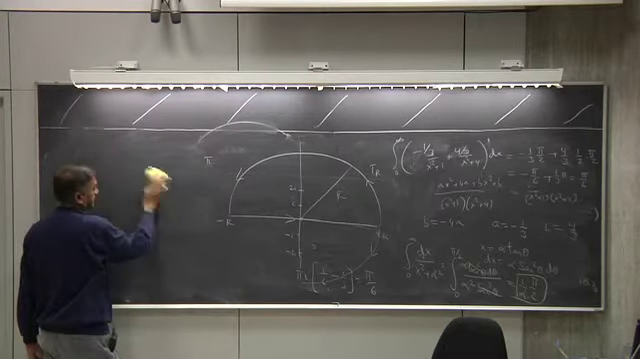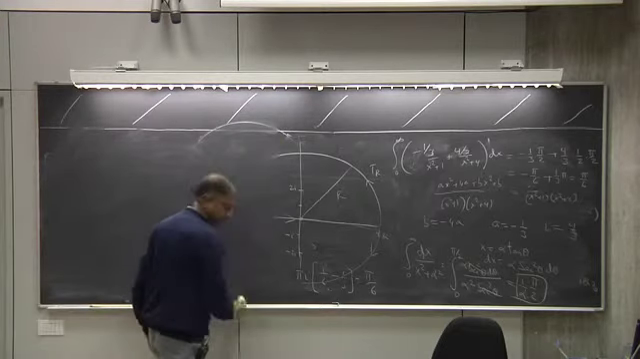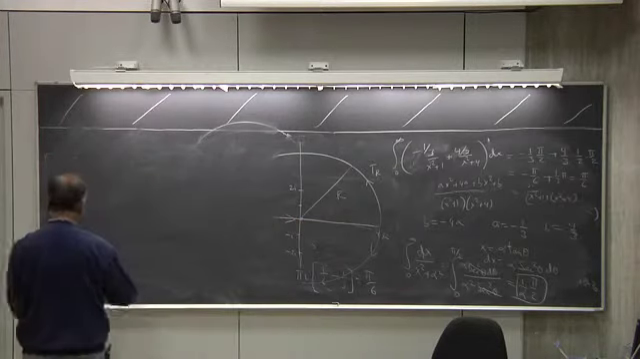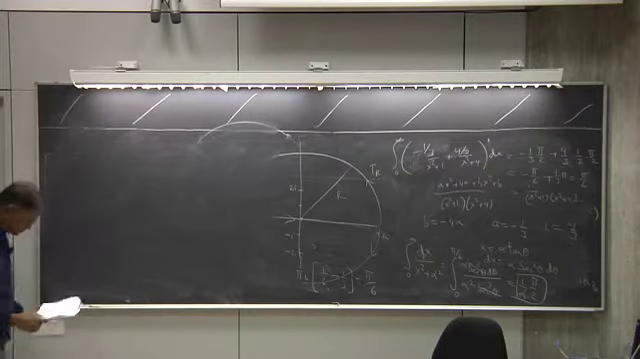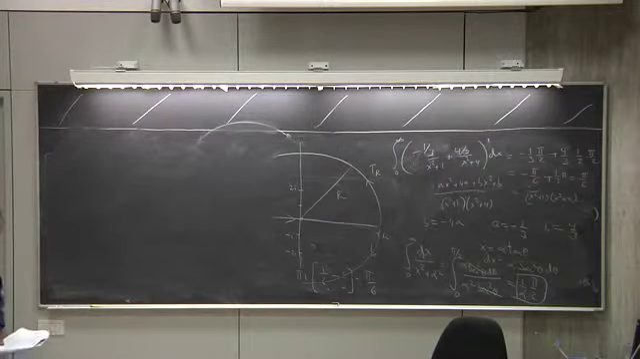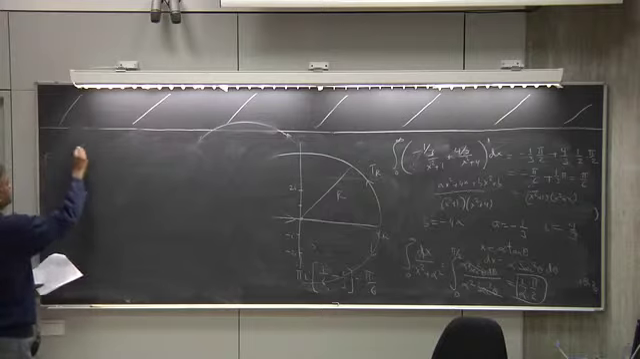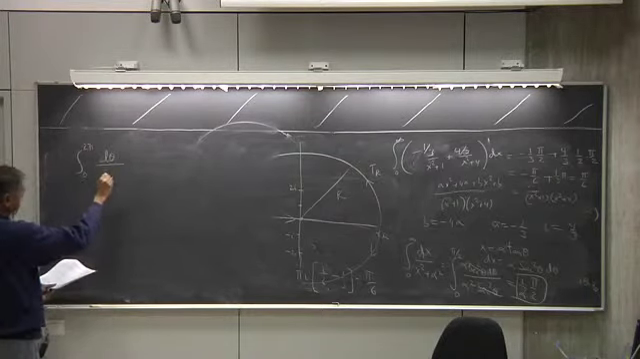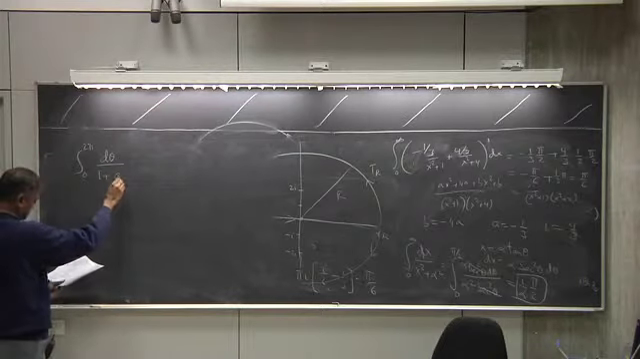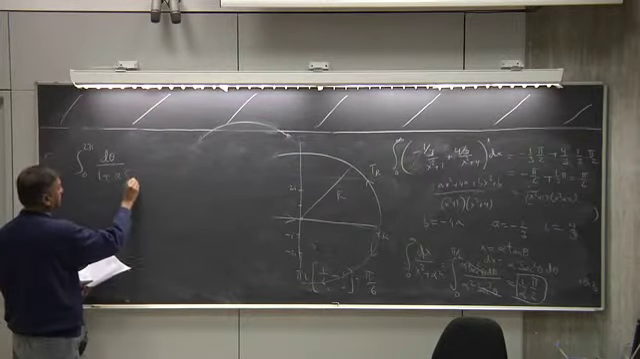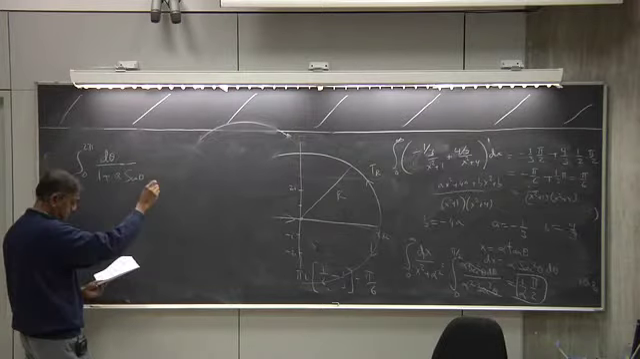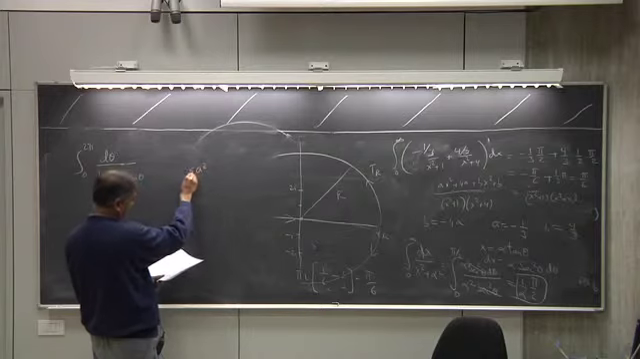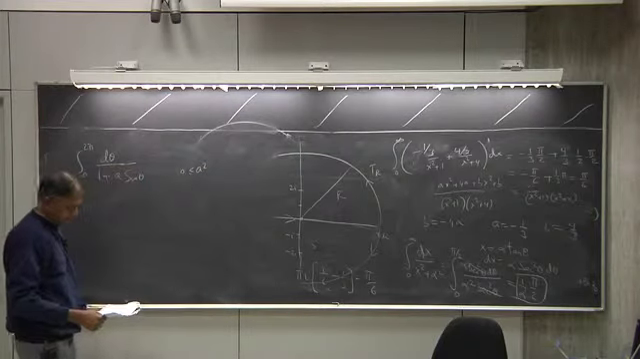Okay. The second example is a trigonometric function. I want to integrate something like this: the integral from 0 to 2 pi of d theta over 1 plus a sine theta, where a satisfies the condition a square is greater than or equal to 0 and strictly less than 1.